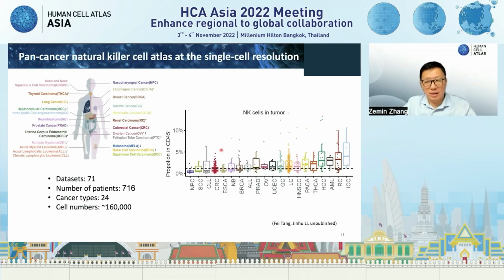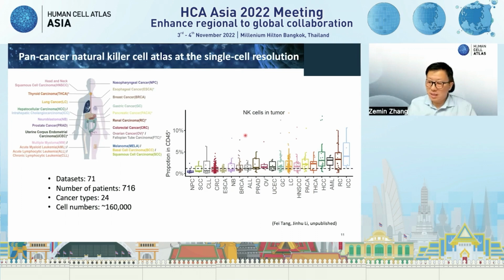So those are the published works, and I'm going to present a few slides on unpublished work. In addition to T cells, we also recently performed a pan-cancer analysis of NK cells, or natural killer cells. Given that within the tumor tissues, NK cells are relatively rare among CD45 cells, and that their heterogeneity is still poorly understood, it is both difficult and important to build such a large-scale NK cell atlas. Overall, from a total of 71 data sets, we collected 160,000 NK cells from over 700 donors representing 24 cancer types.